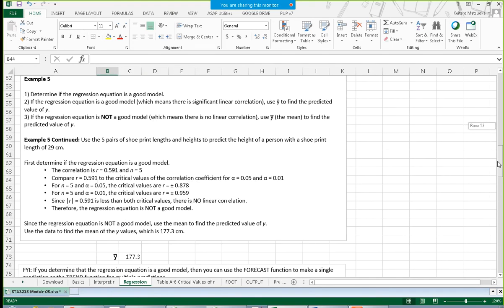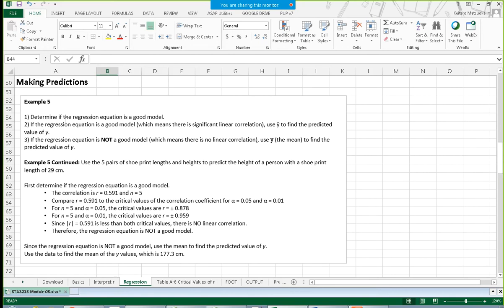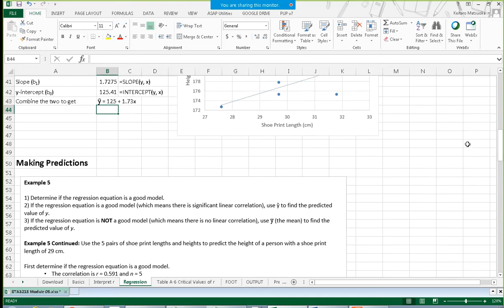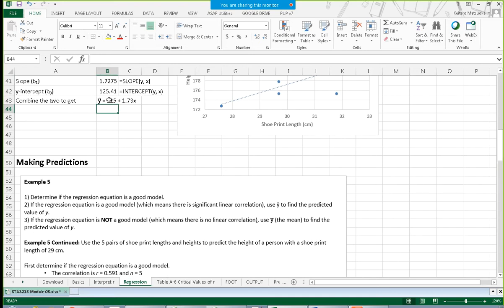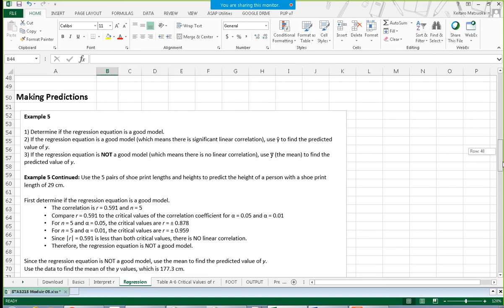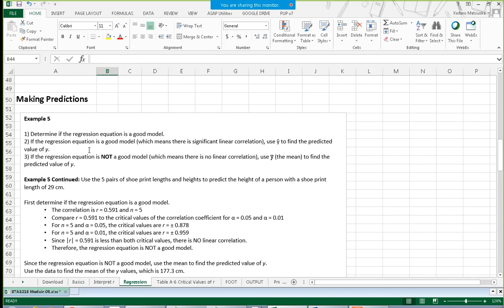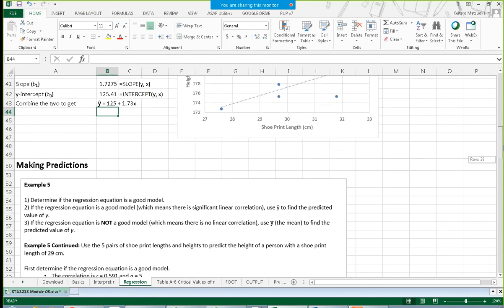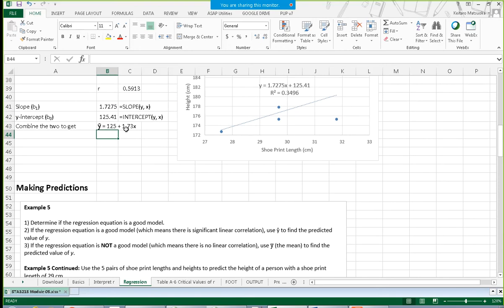Well, there's a process to that, and this is what it is. First, you determine if the regression equation is a good model. So you first figure out the regression equation, and the next step is: is this a good model? Yes or no. If it is yes, we'll use it. If not, we have an alternative. If you determine the regression equation is a good model, that means there's significant linear correlation. You use the y hat, so basically, use this regression equation to make the prediction, which is y hat.